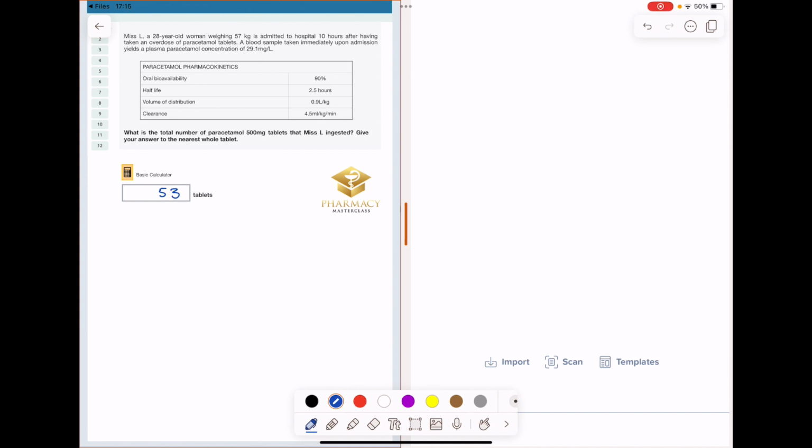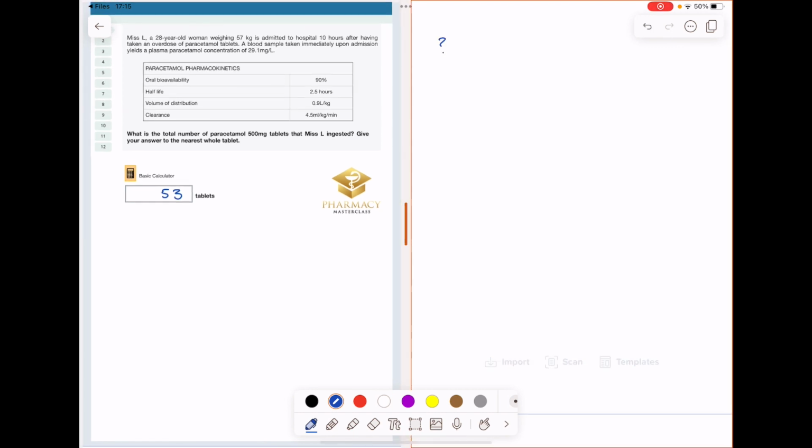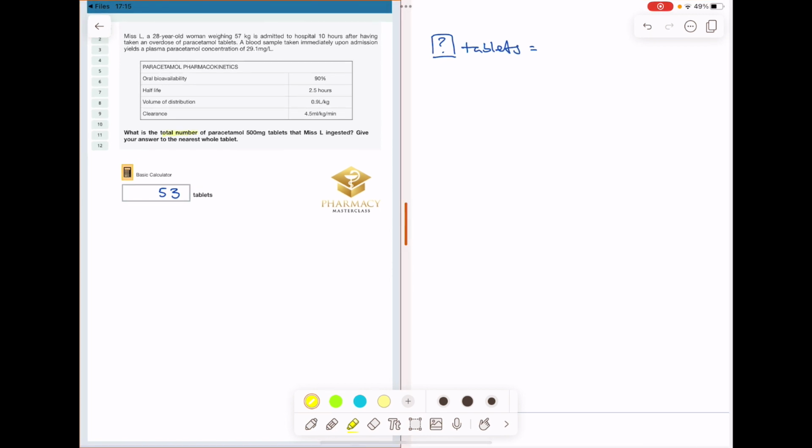But they've done it in a very good manner in that they've given us a scenario of an overdose that a patient's taken. So again, let's start off by understanding what the question actually wants from us. I'm going to put a question mark in a box, put the units they want the answer in, tablets, and then put equals. And from the question, I'm going to extract the part where it's asking what it wants, which is in the last part of the statement here.